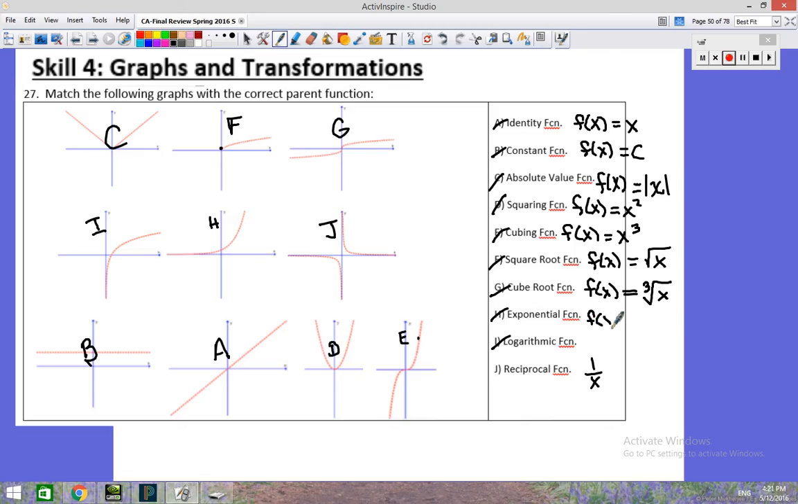An exponential function, if we have some base, call it b, the variable is in an exponent. For a logarithm, we have log base b, the argument x. So here in function notation, this reciprocal function, f of x is equal to 1 over x.